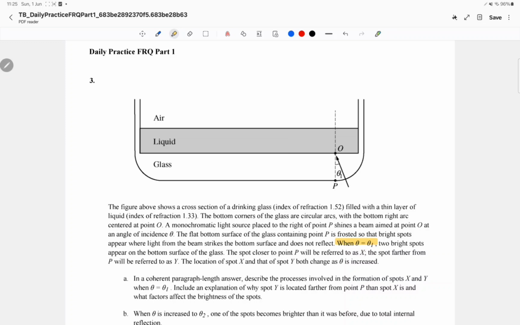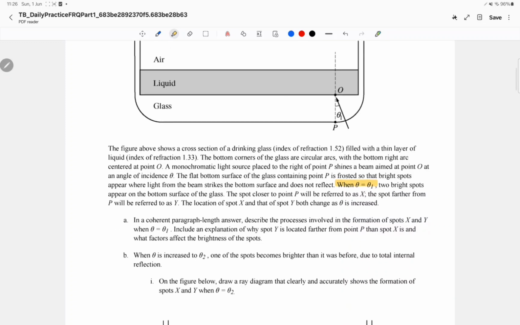The spot that's farther from point P is called Y. So let's just say something here. In my opinion, X will be here, and Y is going to be somewhere here. Let me show you why. So the light is going to hit the liquid interface. It's going to reflect back here.